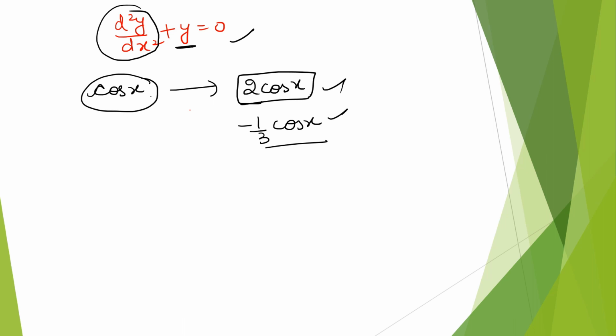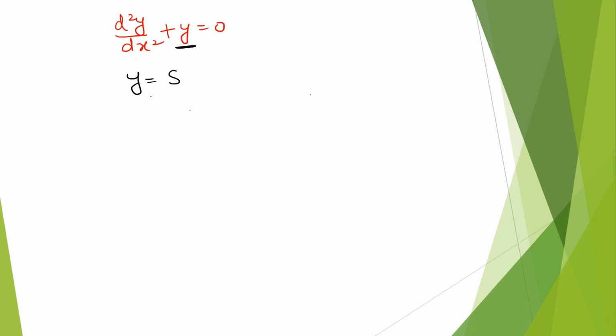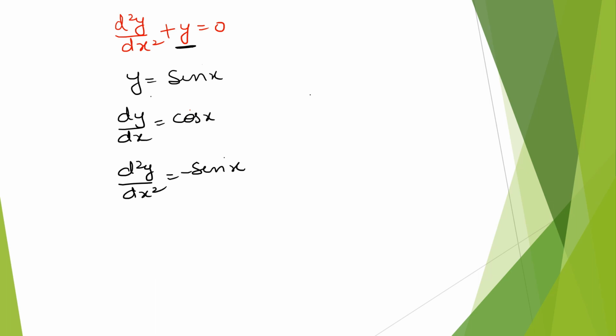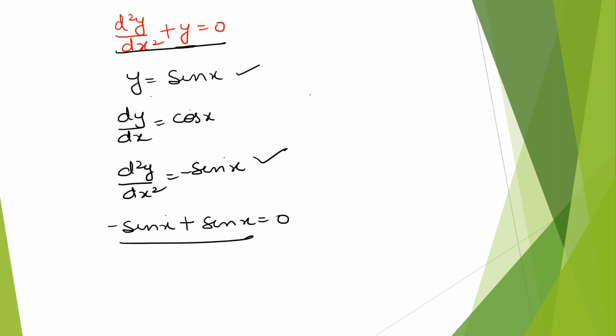Similarly, we have another solution for this equation, that is sin x. Sin x is another solution, but this is independent. We cannot generate sin x from cos x. Let's check whether sin x satisfies your equation or not. If I take y is equal to sin x, dy over dx will be cos x, and d square y over dx square will be minus sin x. Now just substitute these values here. So what will you get? Minus sin x plus sin x equals 0. This satisfies my equation. So that means sin x is also a solution of this, right?